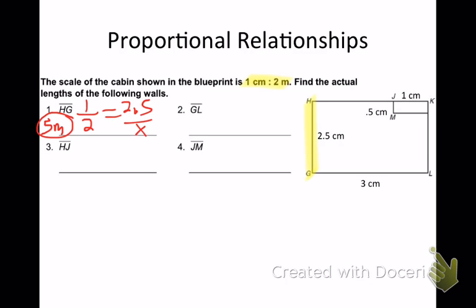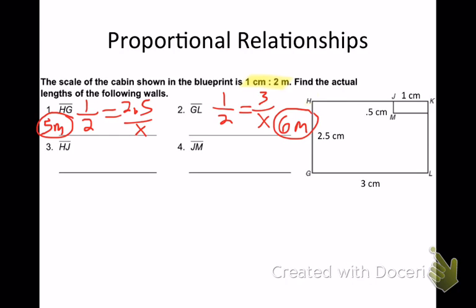Yep. GL. I want to find GL now. Well, GL is its bottom length. Set up a proportion for me here, Chris. 1 over 2 equals 3 over x. And when you work that out, you get what, Chris? 6 meters.